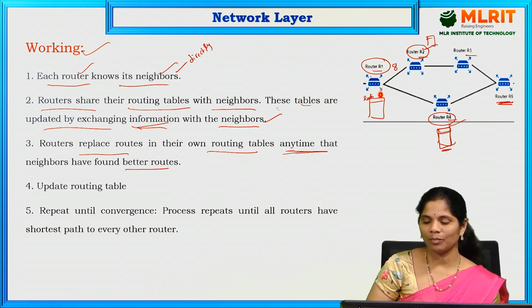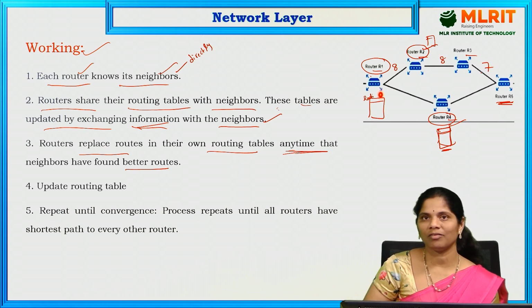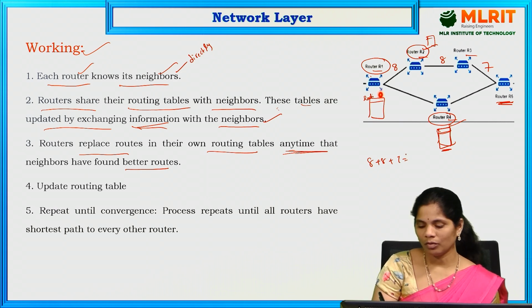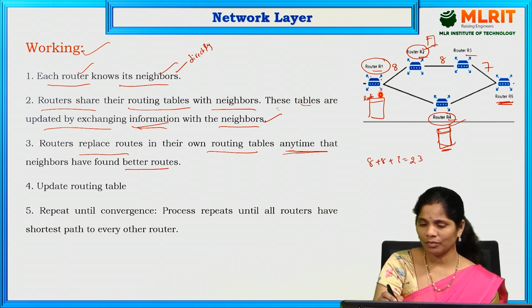We are based on the cost. We are going to find the cost, find the best distance, right? That's why here is 8, here is 8, here is 7. This is the distance, we will assume that. So suppose from R1 to R5 you want to travel. So 8 plus 7 is what? Total is 23.